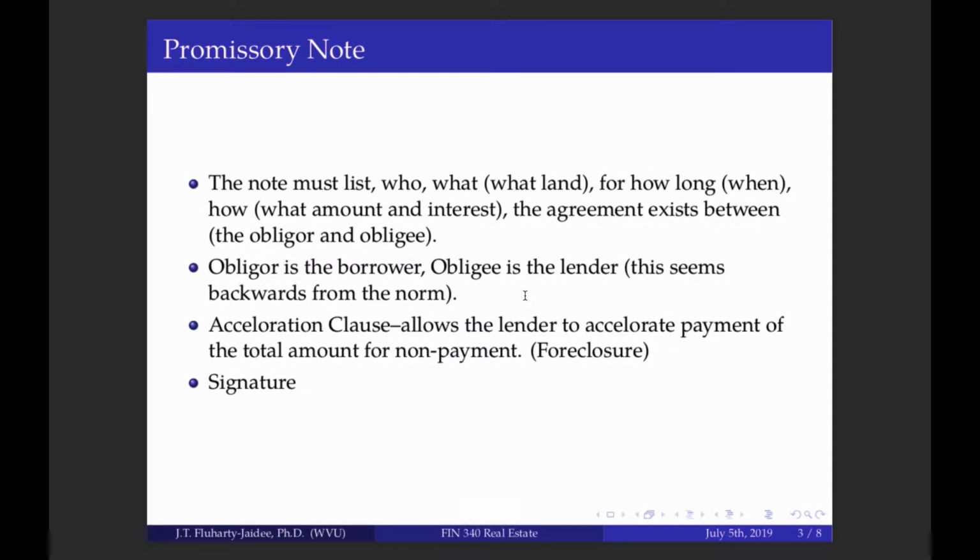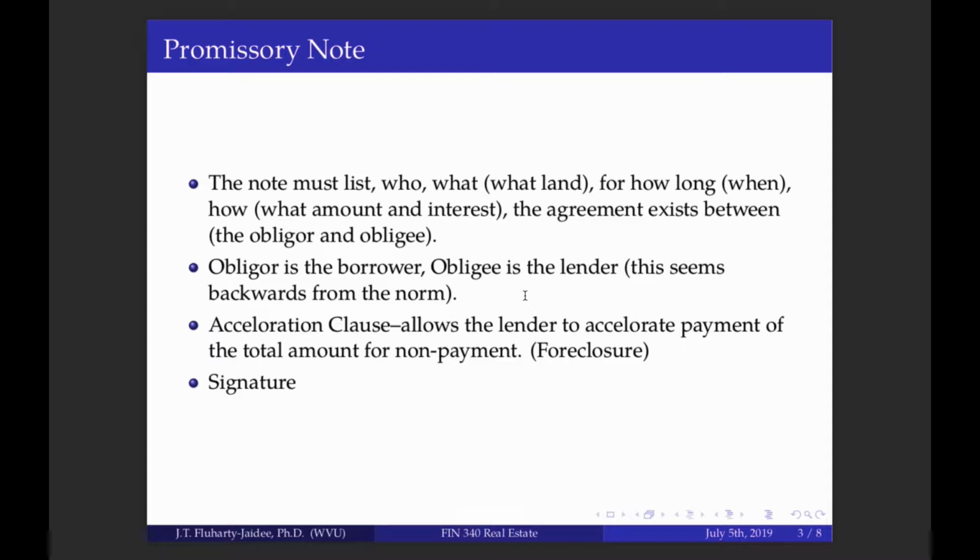So very briefly here, a promissory note is just an agreement between two parties that one party will repay the other. That's the promise. In the promissory note, you basically need to list who, what, in this case, what land, for how long they are going to have the loan outstanding, and how much and what interest rate will be charged upon the loan.